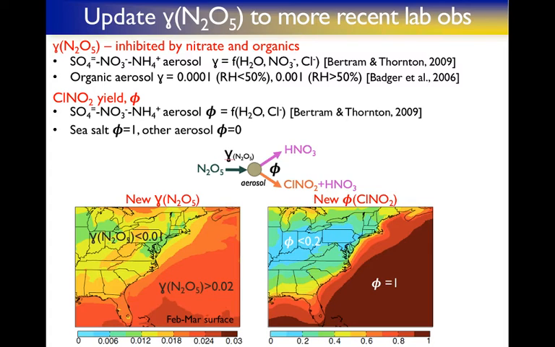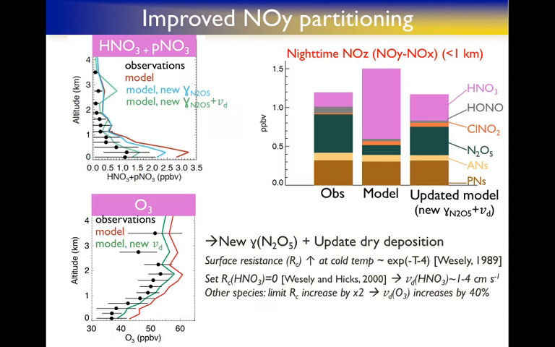The new gamma is lower over continents, and that's mostly the nitrate and organic effect. It's below 0.01, and then increases over the ocean. So a lot of variability. And here's the yield, low yield over the continents, little chloride available, but much higher over the ocean. Now this gamma helped quite a bit in terms of nitric acid, but not enough. So here's the old simulation for total nitrate. Here's the new simulation with the new gamma.